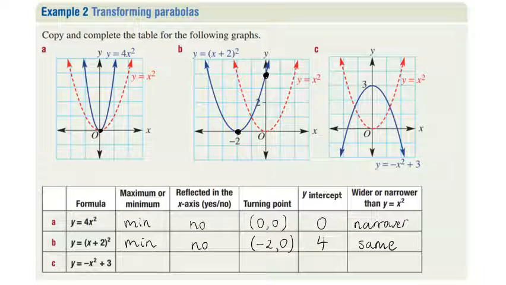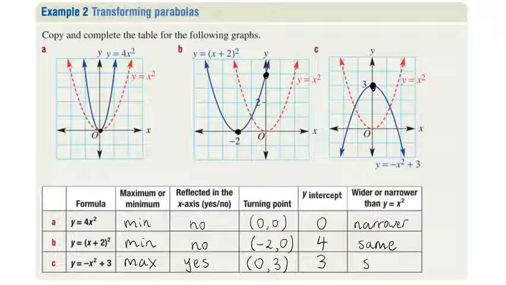And our next one here. So, does it have a maximum or minimum point? This up here, that's the maximum. Is it reflected in the x-axis? Yes, we can see it's been flipped upside down. What's its turning point? Well, that's up here. So we write it, the x-coordinate first, which is 0, and then the y, which is 3. And its y-intercept, well, that's up there as well, 3. And is it wider or narrower? Well, it looks the same.